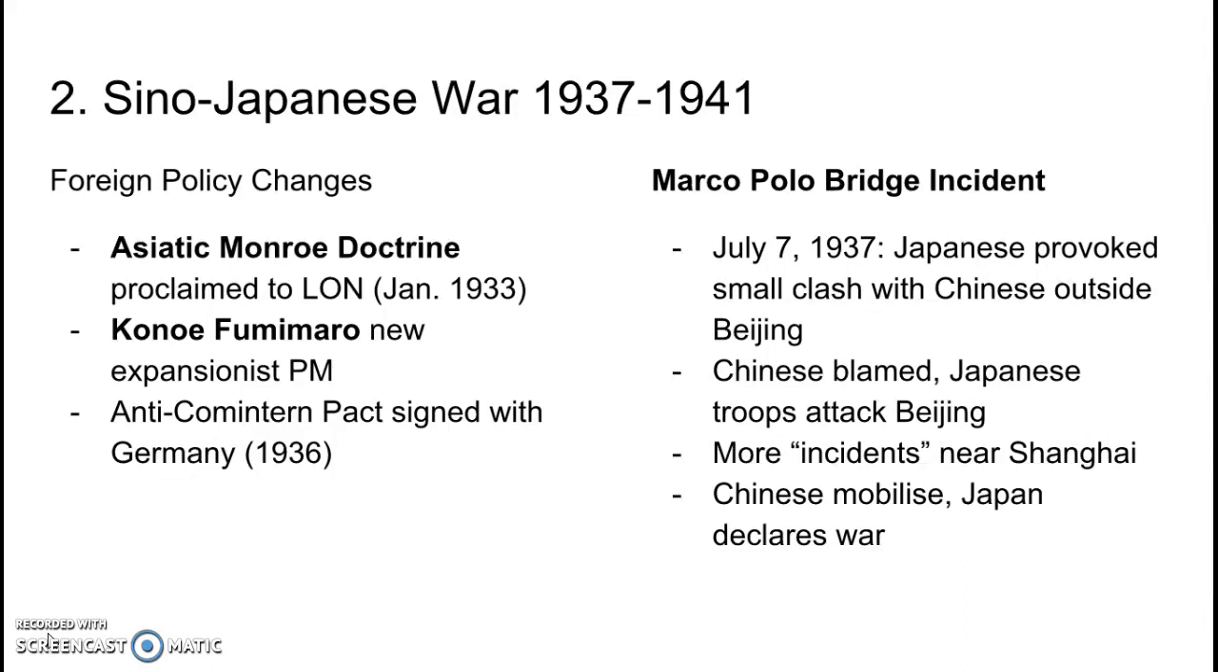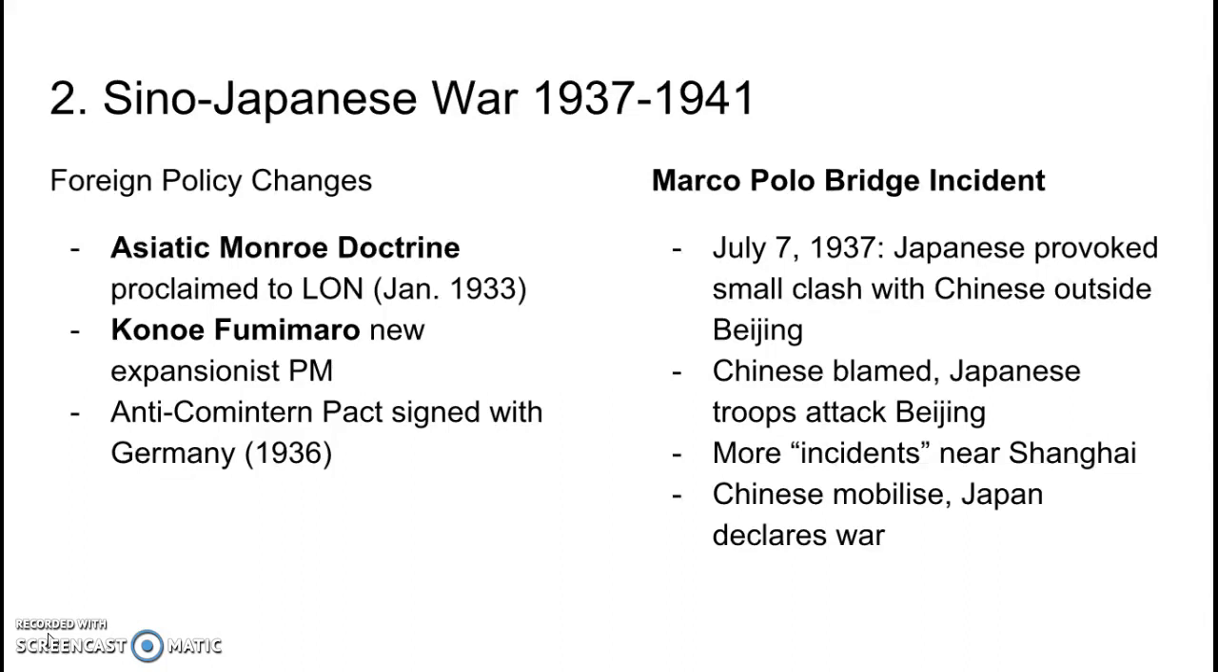So the Japanese had proclaimed this Asiatic Monroe Doctrine in 1933 to the League of Nations, and they formally adopted it as a fundamental policy here with the new Prime Minister in 1937.